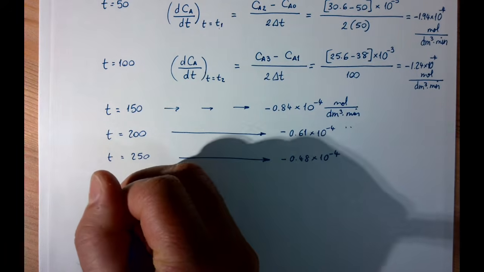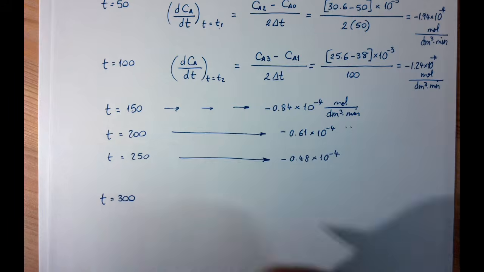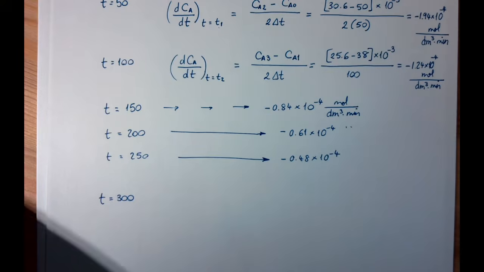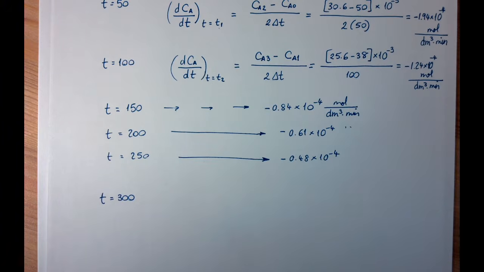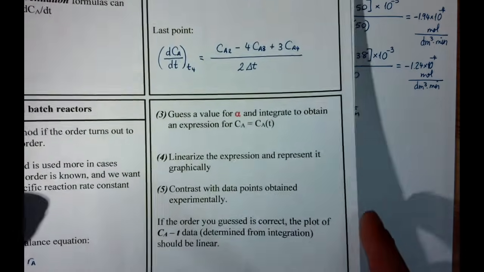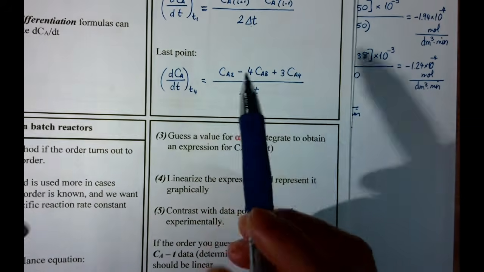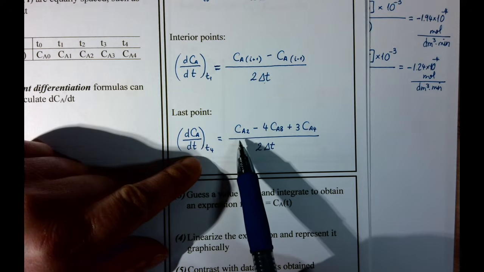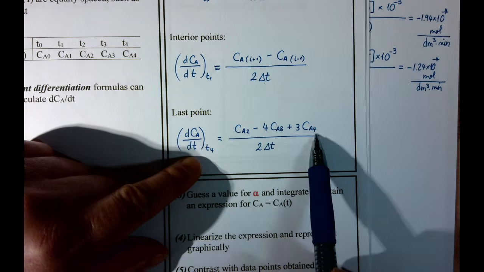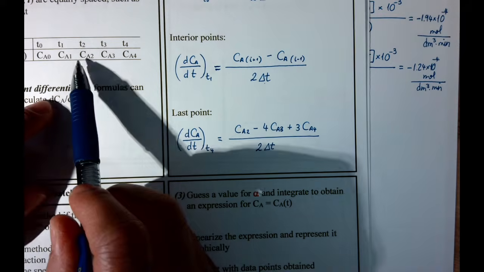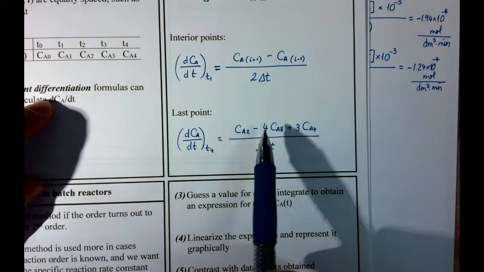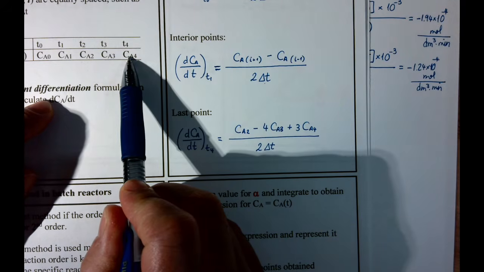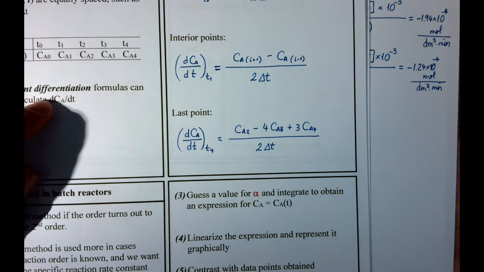And then for time 300, we cannot use the same equation as we did for all the intermediate points because it's the last point. So if you look back in your notes, the equation for the last point is, here we did it for this example, so it's going to be the last 3 points. So the concentration 2 points before the last point minus 4 times the concentration before the last point plus 3 times the concentration of the last point divided by 2 delta T.